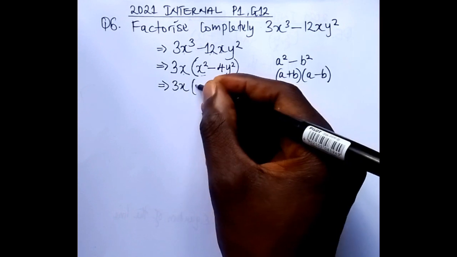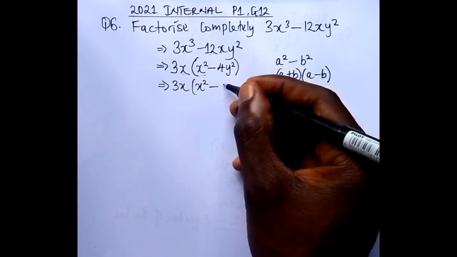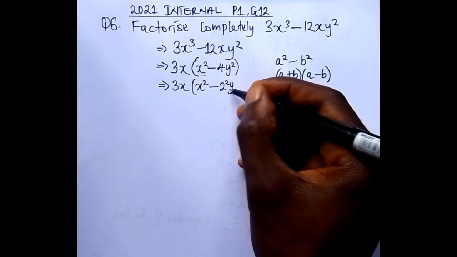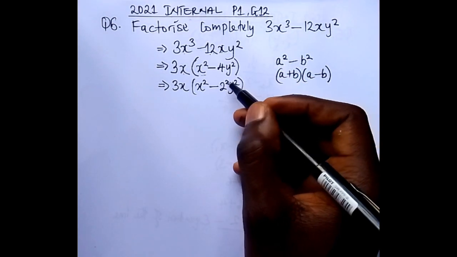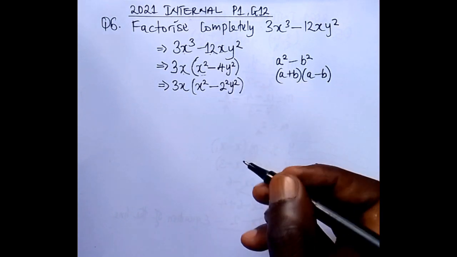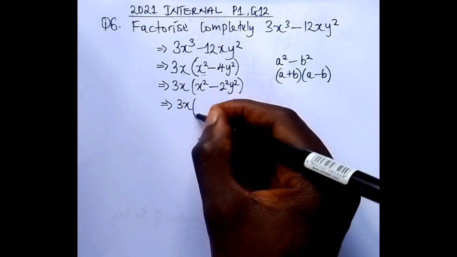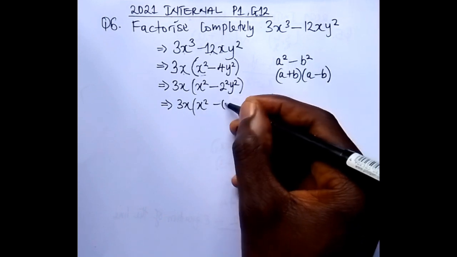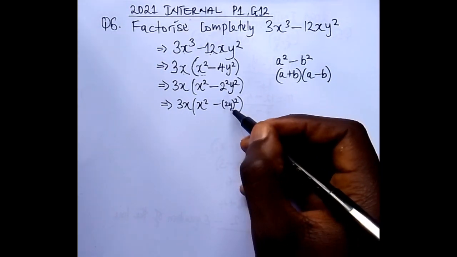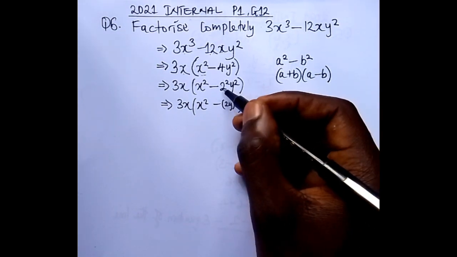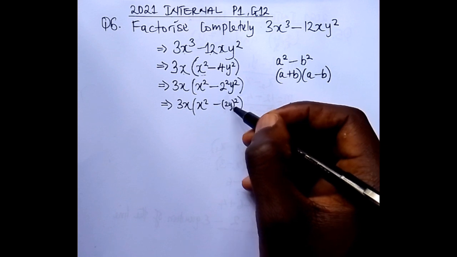3x, open bracket, x squared minus, so 4 can be expressed as 2 to the power 2, so 2 squared y squared, close bracket. Then we're going to combine 2 and y and factor out the square. So this can be written as 3x, open bracket, x squared minus (2y) squared, close bracket. So (2y) squared is the same as 2 squared y squared, so the square applies to 2 and y.